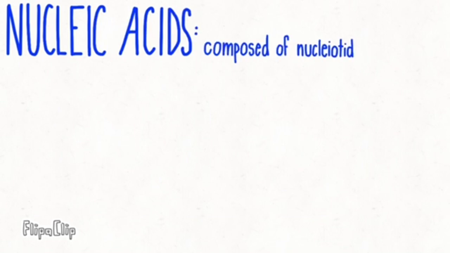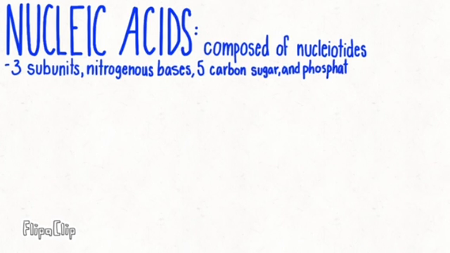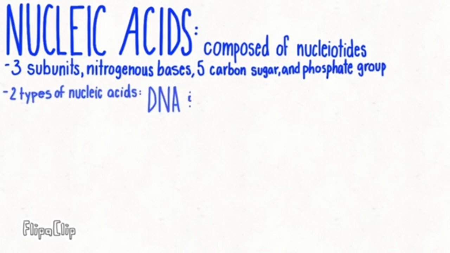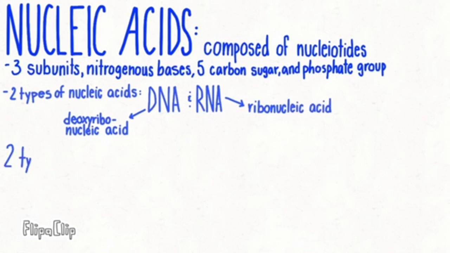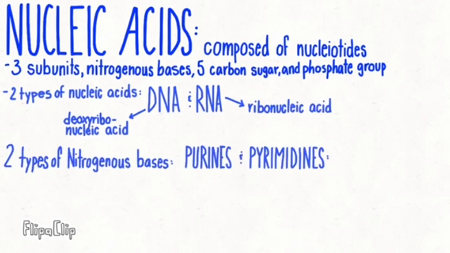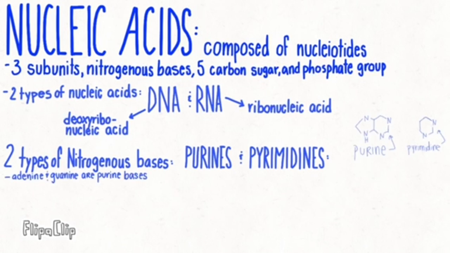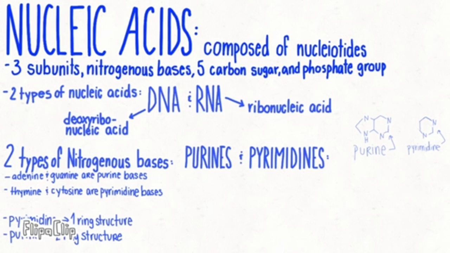Nucleic acids are made of nucleotides. There are three subunits: nitrogenous bases, 5-carbon sugar, and a phosphate group, which make up the structure. There are two types of nucleic acids, DNA and RNA. DNA stands for deoxyribonucleic acid, and RNA stands for ribonucleic acid. There are two types of nitrogenous bases: purines, which are a one-ring structure, and pyrimidines, which are a two-ring structure. Adenine and guanine are purine bases. Thymine and cytosine are pyrimidine bases. Guanine pairs with cytosine, and adenine pairs with thymine.